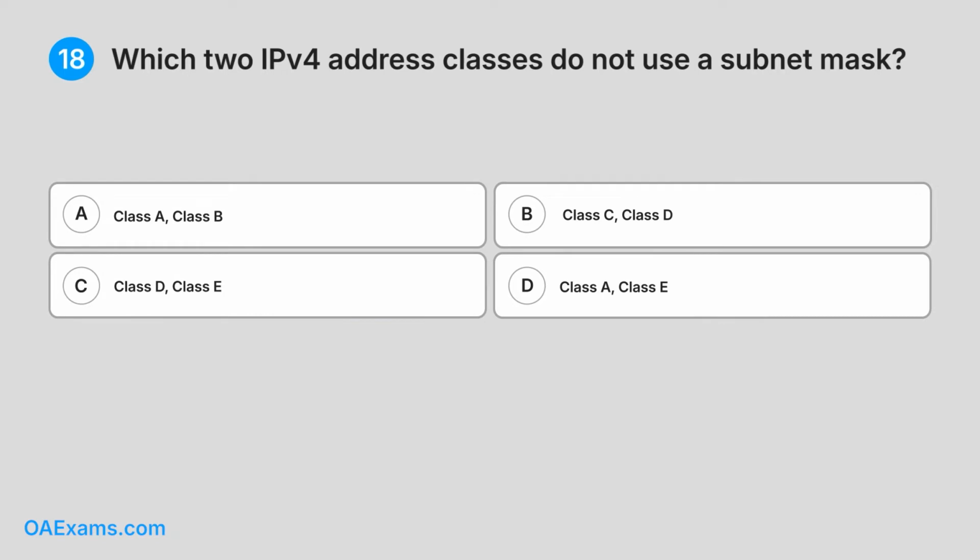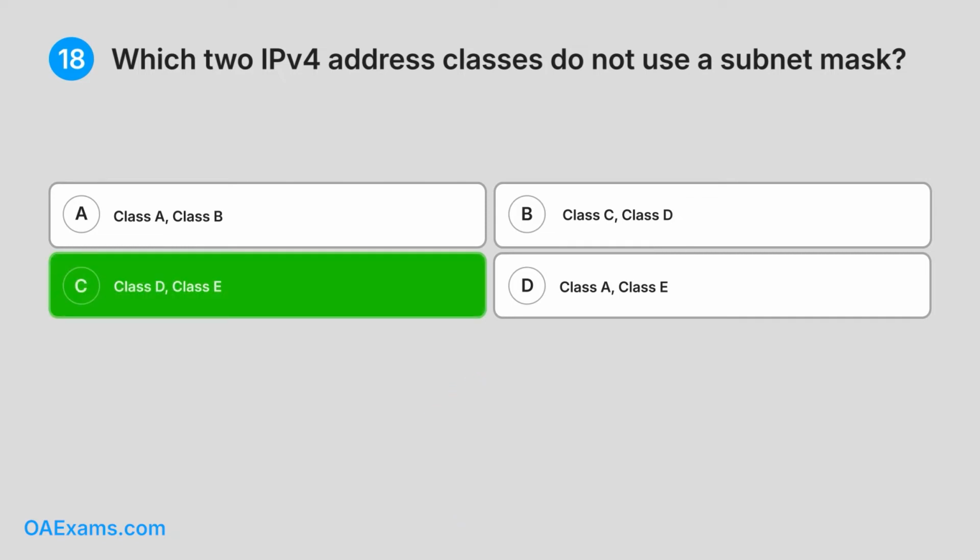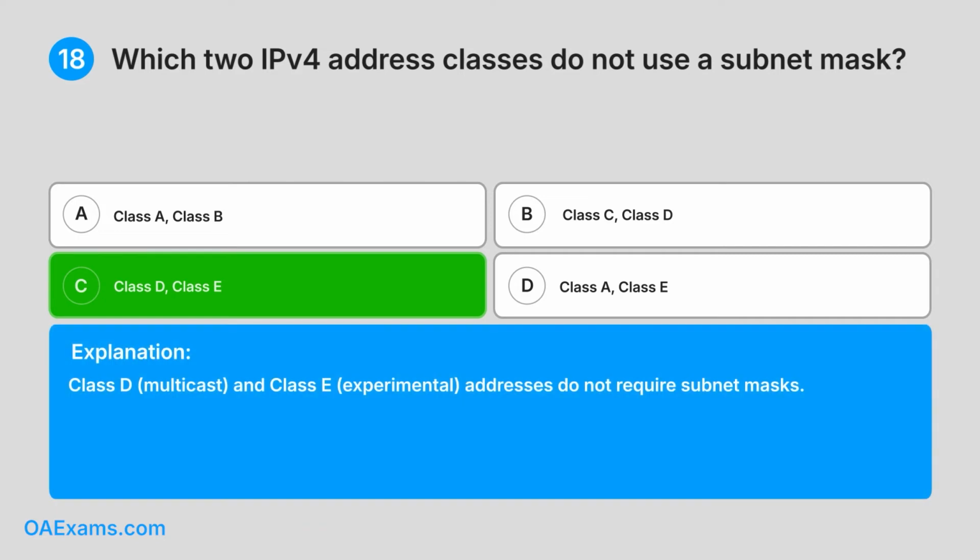18. Which two IPv4 address classes do not use a subnet mask? A. Class A, Class B. B. Class C, Class D. C. Class D, Class E. D. Class A, Class E. Can you guess the answer? Correct answer: C. Class D, Class E. Explanation: Class D, multicast, and Class E, experimental, addresses do not require subnet masks.